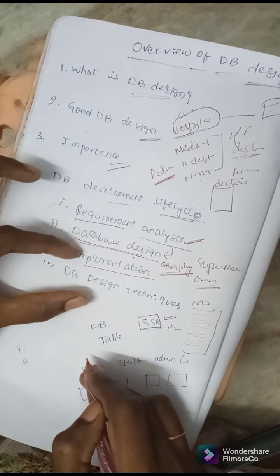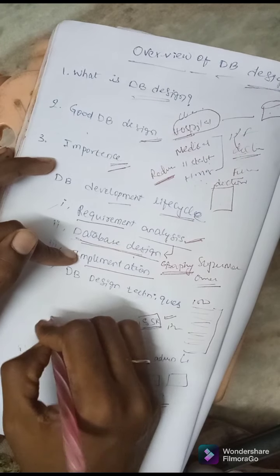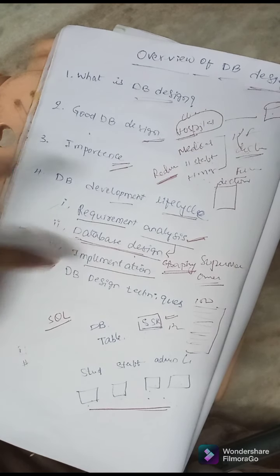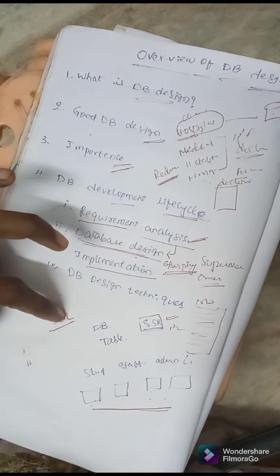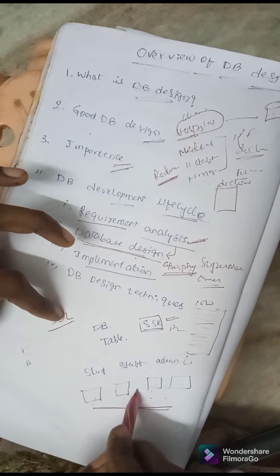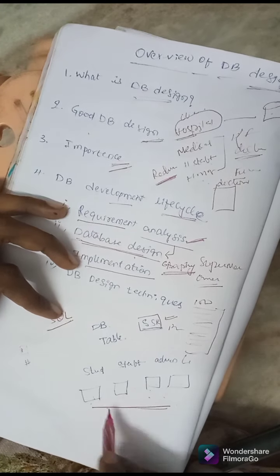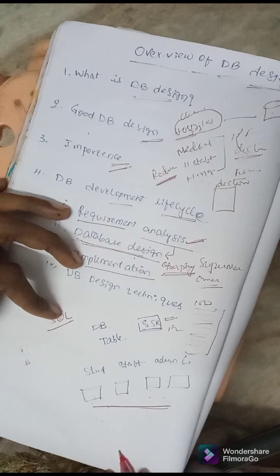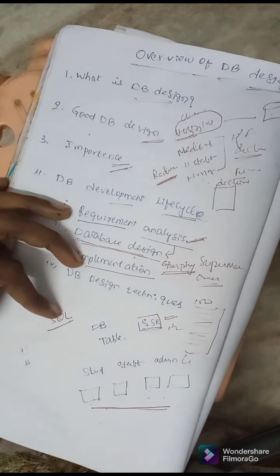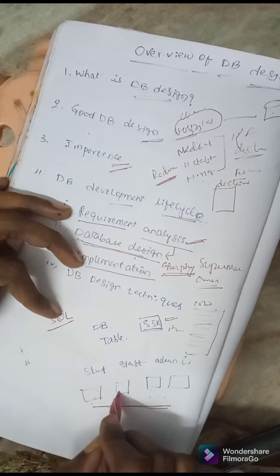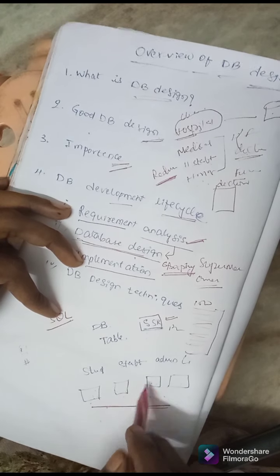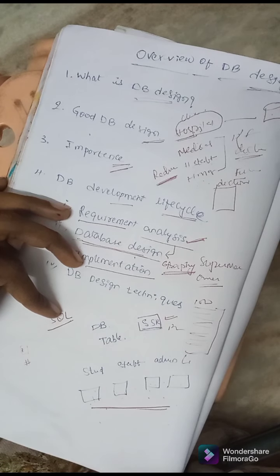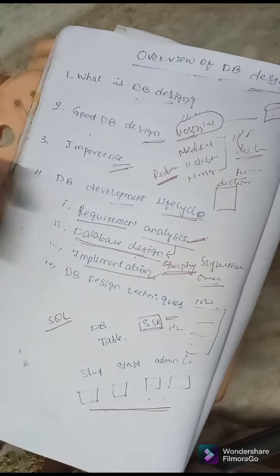In the implementation section, in the last classes we learned SQL, structured query language. By using this structured query language, we write the queries to create these tables, insert the data and apply conditions over these tables. Where you are going to store this database, how much memory is needed, what kind of tables are there, what is the relation between student and staff, between student and admin, between student and library, everything is implemented practically in the implementation phase.